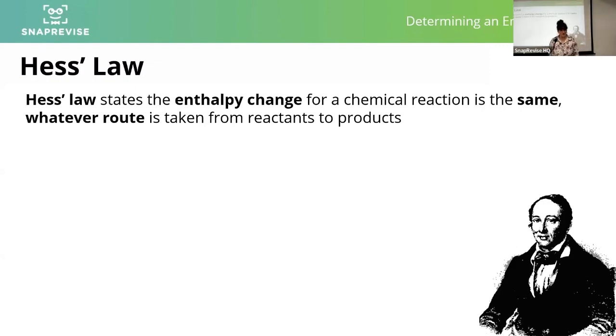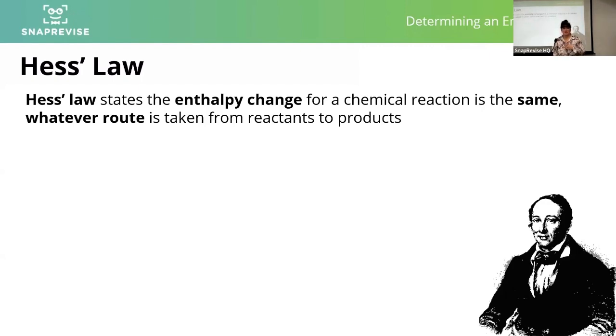Hess's law states the enthalpy change for a chemical reaction is the same whatever route is taken from reactants to products. Again, you'll find different definitions of Hess's law all over the internet. The principle is the same. It just says the enthalpy change for a process is independent of the route taken.